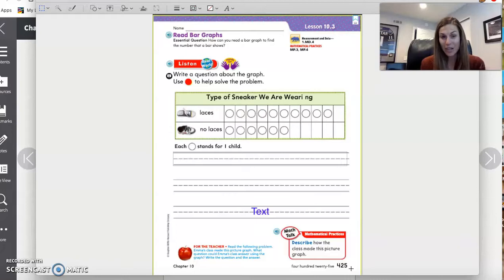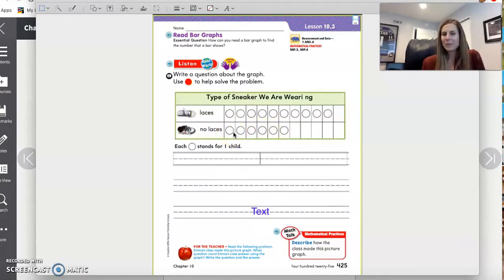So last week we talked about picture graphs, and so this should look familiar right over here, the type of sneakers we are wearing. So let's imagine that we had a class and this many students were wearing laces, and so there are little circles here showing these students, these children. And this many students had no laces.